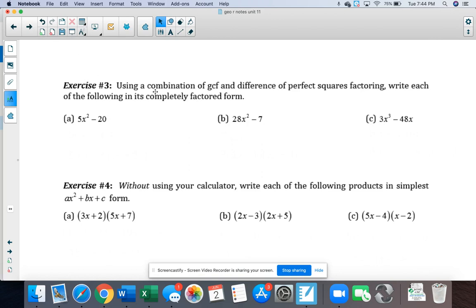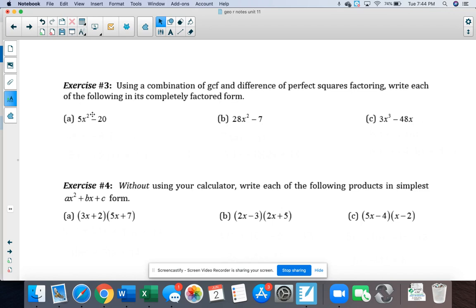So in this exercise 3, we're going to use a combination. The first step when you're factoring is look for the greatest common factor if there is one. And then we're going to do greatest common factor and difference of perfect squares. So write each of the following in its completely factored form. So that right there is giving you a clue that you're going to have to do more than one thing.